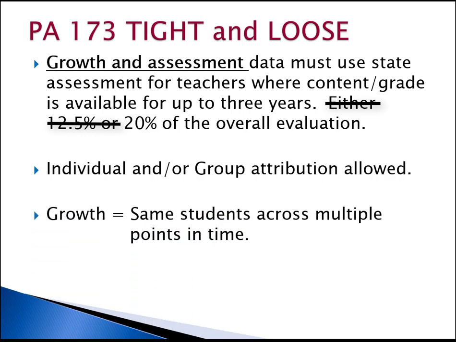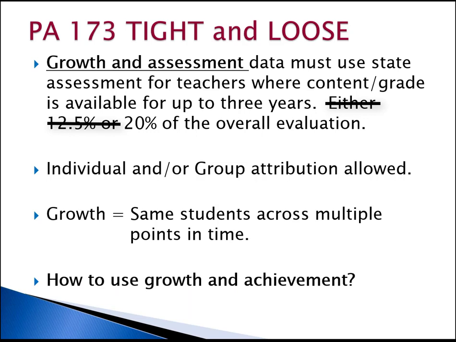One thing that is universally accepted is that growth is defined by the same students across multiple points in time. So it is nearly impossible to measure third grade growth on the state assessment because that is a different group of third graders than the previous year, and we don't have any previous state data to measure how those students might have grown. So the question becomes, how do you use state level growth and assessment data, or in other words, how do you combine both growth and achievement data in a fair and equitable way for teachers?